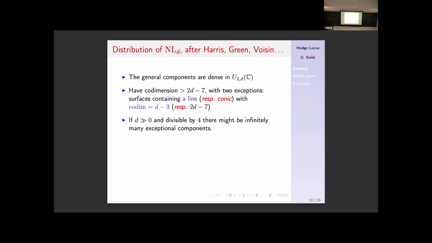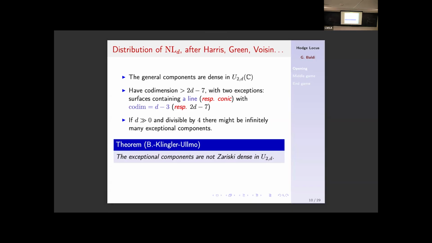And if d is much bigger than 0 and divisible by 4, there might be infinitely many exceptional components. So there are some examples constructed by Claire Voisin on this. And with Bruno Klingler and Emmanuel Ullmo, using this unlikely intersection viewpoint, I'm going to explain in a moment, we prove that the exceptional components are not Zariski dense.